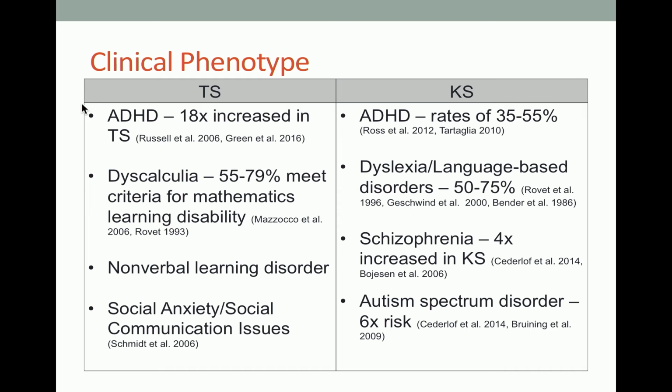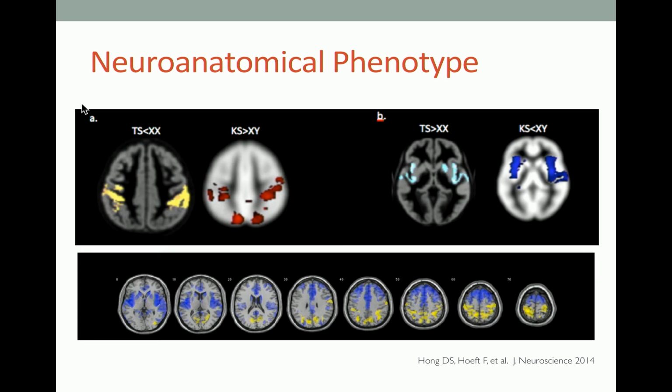But also in terms of their learning and cognitive abilities. Dyscalculia, which is a math learning disability, you'll see that in up to 55 to 75% of girls with Turner syndrome, they would meet that criteria. In contrast, that same proportion of boys who have Klinefelter syndrome would meet criteria for a learning disability in language-based domains.